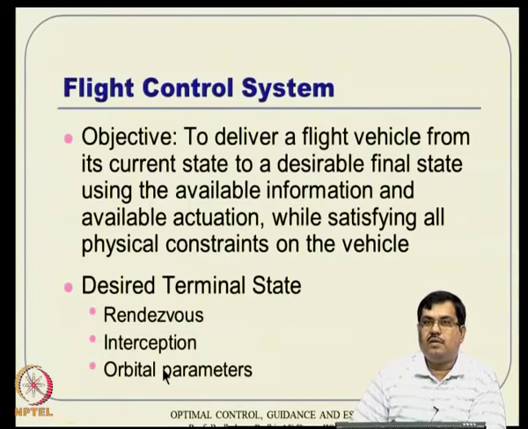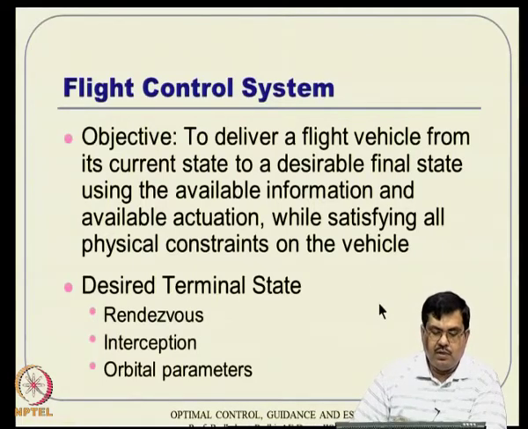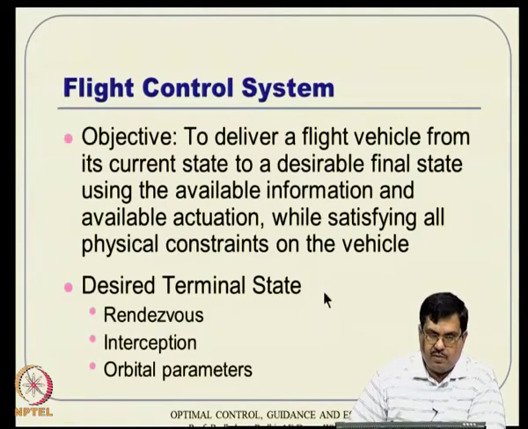Then some desired terminal states can be simply orbital parameters, when somebody talks about just launching a satellite. So, what is the final desired condition? It is nothing but the orbital parameters on the orbit from where it will continue to circulate. So, depending on the various flight and aerospace applications, you can talk about various flight control systems.